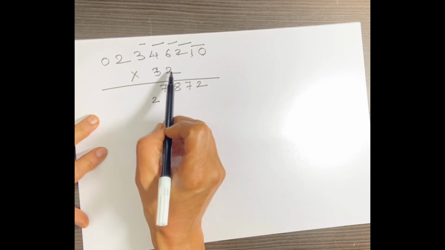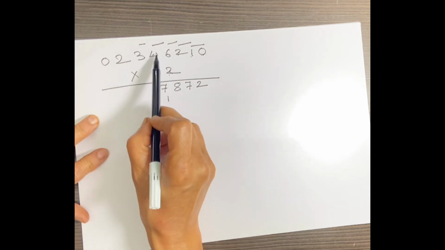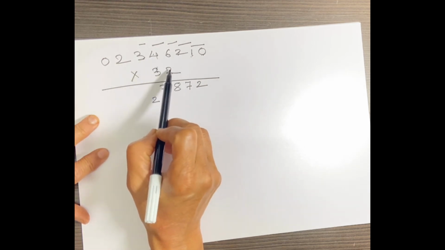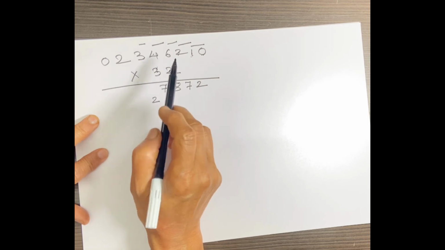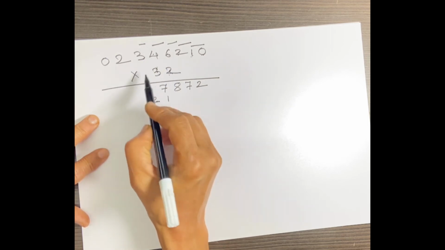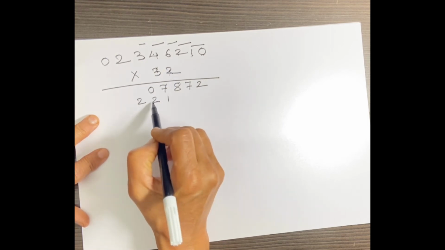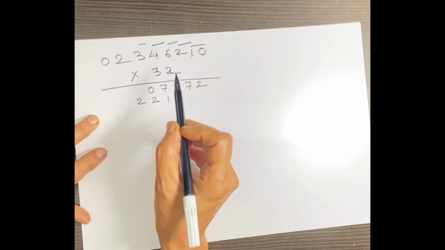34, 3 and 4 into 3 and 2. So 4 threes are 12 plus 3 twos are 6. 12 plus 6, 18. 18 plus 2, 20. We have to add carryovers also.